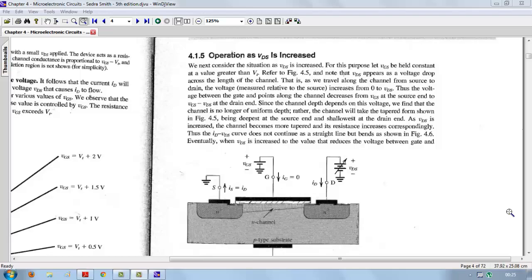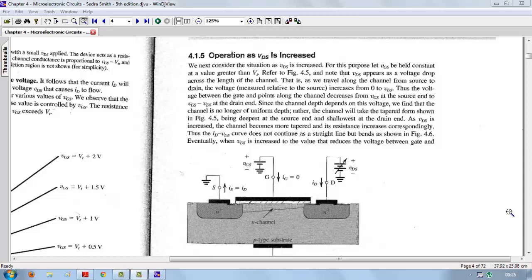Operation of a MOSFET as VDS is increased. So when we consider this, we first consider that VGS is above VT, so that the channel is conducting, and we slowly increase VDS. We see that the depth of the channel changes. Now this is because the difference between the voltage at the gate and the substrate keeps changing.